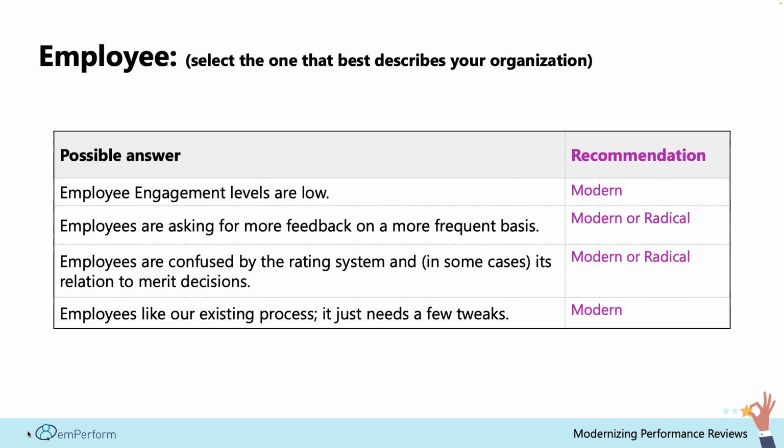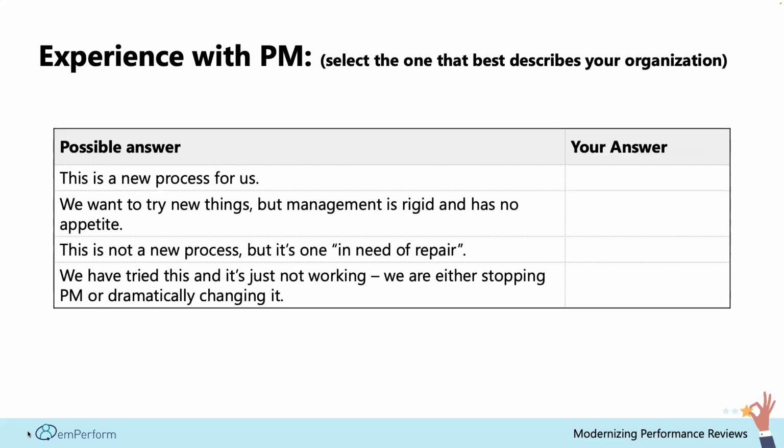If employees are confused by the rating system and its relation to merit decisions, we think modern or radical would fit. And if employees say they like our process, it just needs a few tweaks, then I think modern would fit here as well. What you're not seeing on this perspective is where classic fits. So let's keep that in mind.